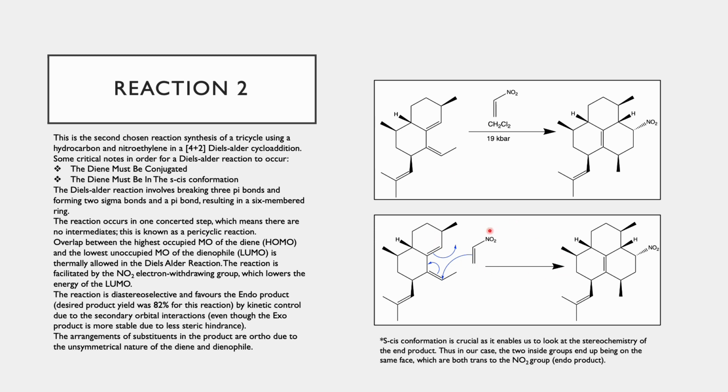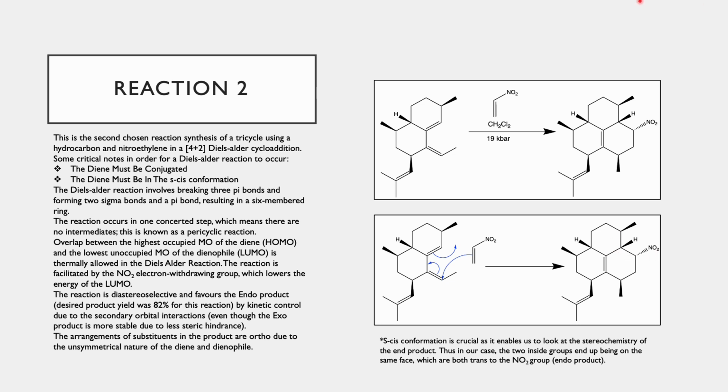The reaction itself is actually diastereoselective, as it forms an endo product over an exo. The exo is more stable, however, the endo product is favored by the kinetic controls due to the secondary orbital interactions, not intermediates. This can be seen here in the final product, where the hydrogen comes out trans to the nitro group when they fuse together.